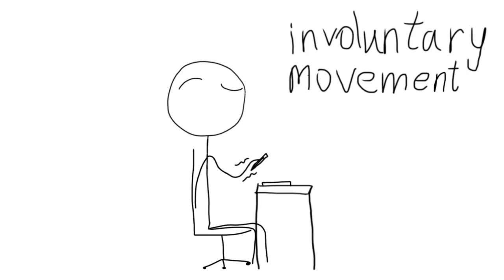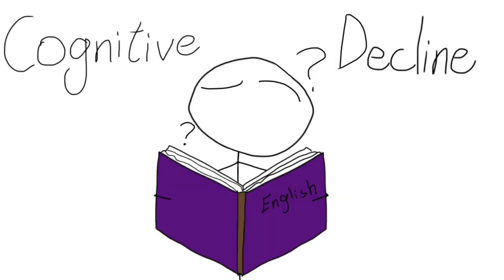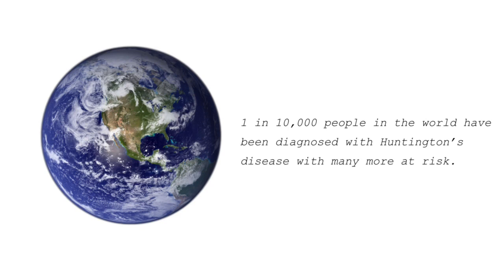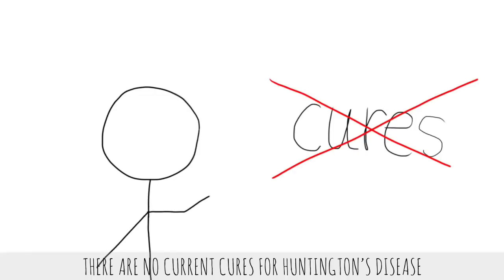Anyhow, some symptoms of Huntington's disease include involuntary movements, mood swings, cognitive decline, and more. Every parent with Huntington's disease has a 50% chance of passing down the disease to their children. Moreover, about 1 in 10,000 people in the world have been diagnosed with Huntington's disease, with many more at risk. There are no current cures for Huntington's disease.